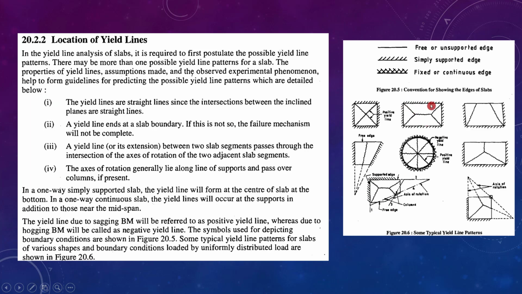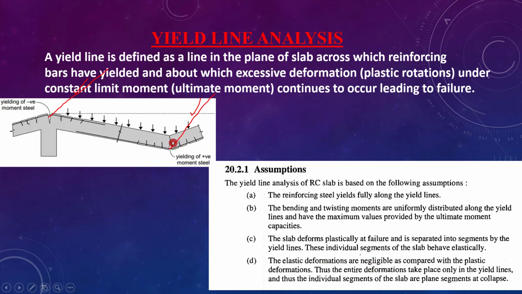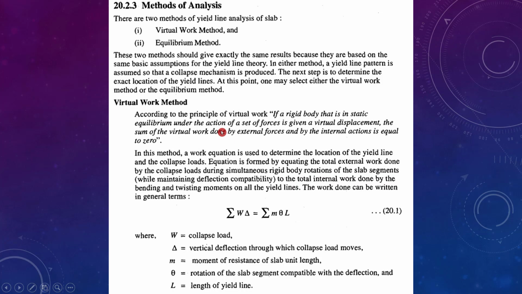Now we want to analyze a given slab to find the capacity of the slab. That's very important. We learned that the capacity depends on the plastic hinge formation at the maximum moment, along the yield line, and the segments in between the yield lines will behave as elastic, as in the assumption. There are basically two methods of analysis. One is the virtual work method, which involves some mathematical theory, and the next one is the equilibrium method.